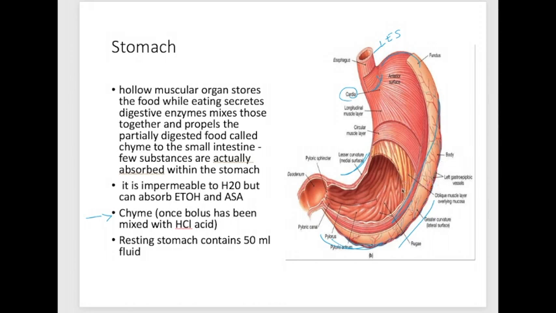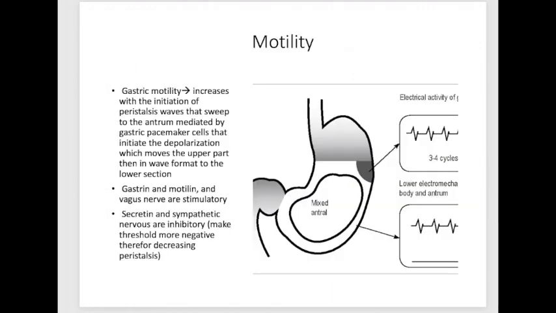Very few substances are actually absorbed in the stomach, and it is impermeable to water, but it may absorb alcohol and aspirin and other non-steroidal anti-inflammatory drugs. Gastric motility increases with the initiation of peristaltic waves that sweep the antrum, and it's mediated by a gastric pacemaker cell, and that initiates a depolarization which moves from the upper part in a wave format to the lower section.